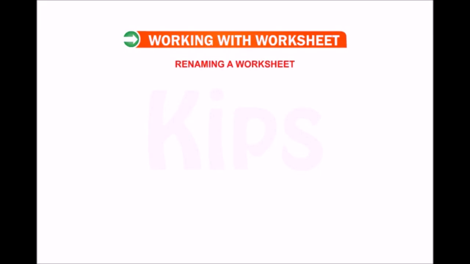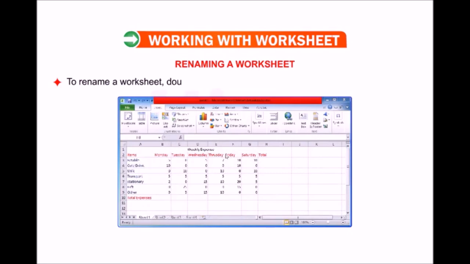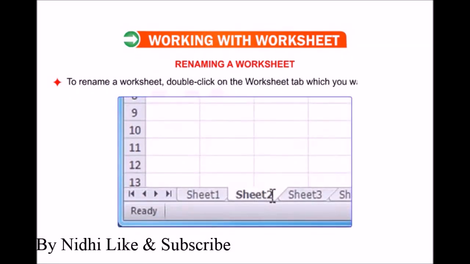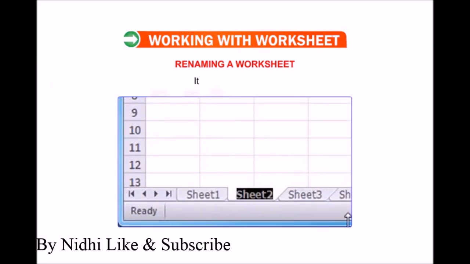Now let's find out how to rename a worksheet. To rename a worksheet, double-click on the Worksheet tab which you want to rename. It will be highlighted. Type a new name and press the Enter key.